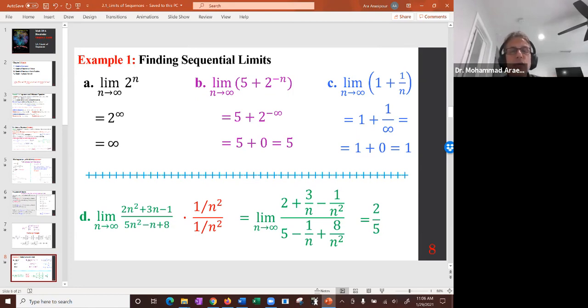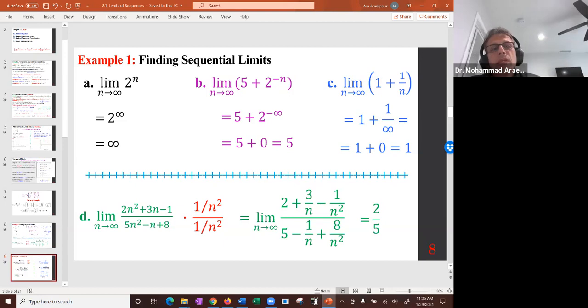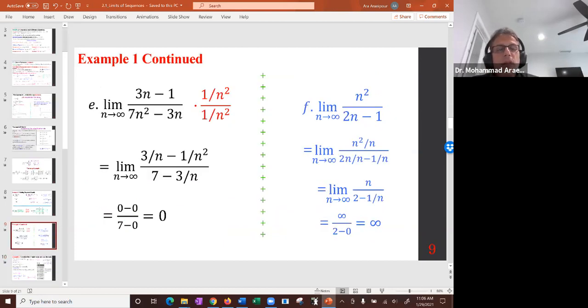In part D, we are dealing with a rational expression. As n goes to infinity, the methodology is to divide by the highest degree term in the denominator and observe. Same thing on this page. We divided the top and the bottom by the highest degree term in the denominator. In the first case it is n squared, in the second case it is n.